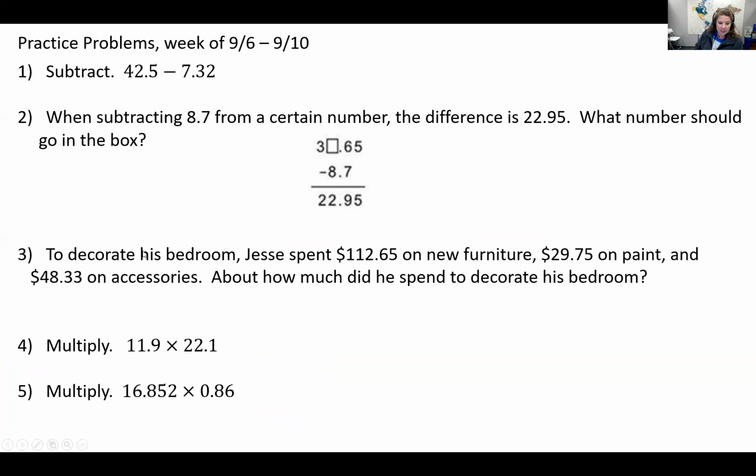All right, number 15. Got lots of digits. 16.852 times 0.86. Multiply everything by 6. 6 times 2 is 12. 30 plus 1, 48, 49, 50, 51. 36 plus 5 is 41. And 6 plus 4 is 10.